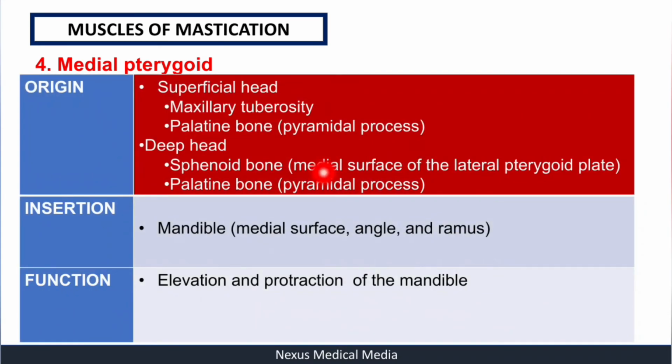The medial pterygoid has 2 heads, the superficial head and the deep head. The origin of the superficial head is the maxillary tuberosity and the palatine bone, the pyramidal process. The origin for the deep head is the sphenoid bone, particularly the medial surface of the lateral pterygoid plate, and the palatine bone, the pyramidal process.